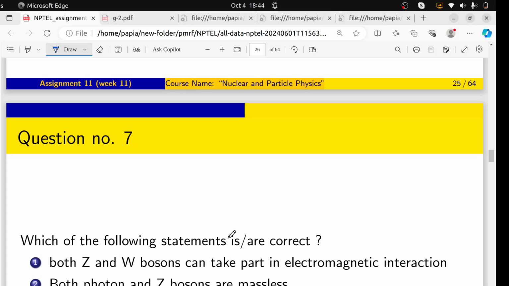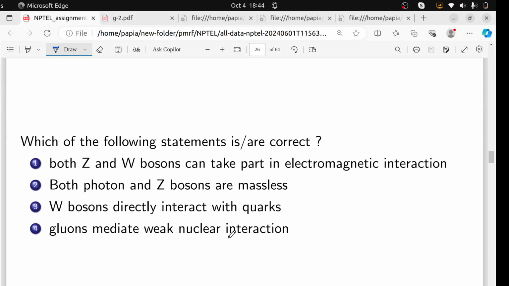Okay, now coming to question number 7. Which of the following statements is or are correct? Both Z and W bosons can take part in electromagnetic interaction. Both photon and Z bosons are massless. W boson directly interacts with quarks. Gluons mediate weak nuclear interaction.